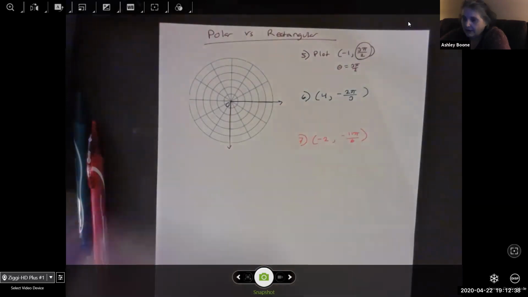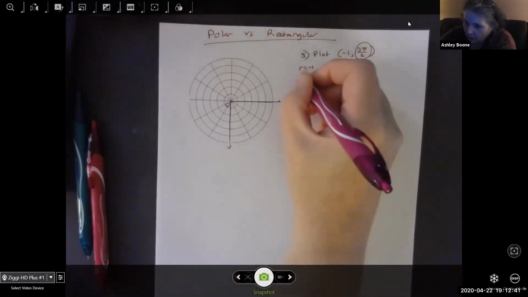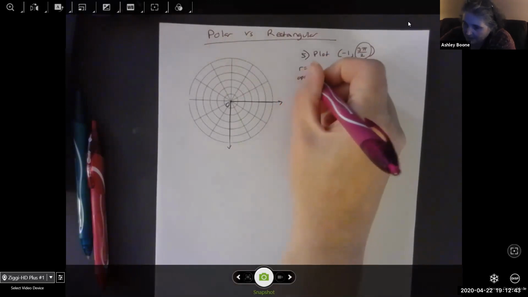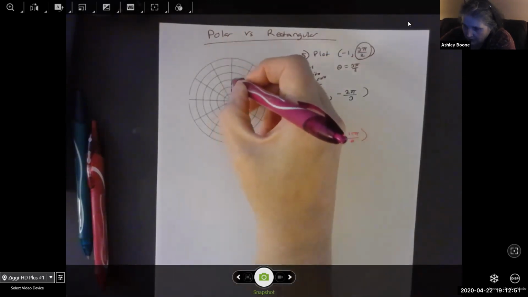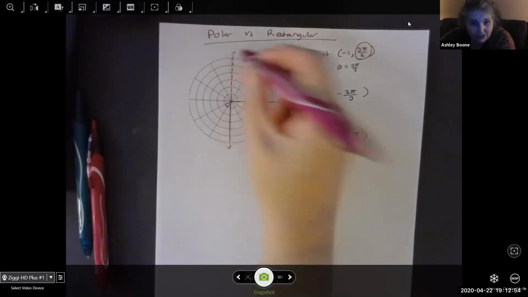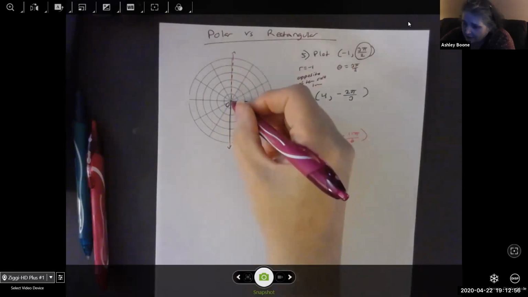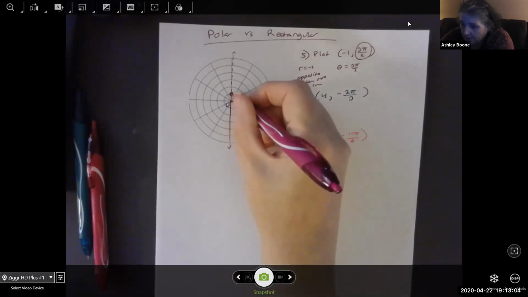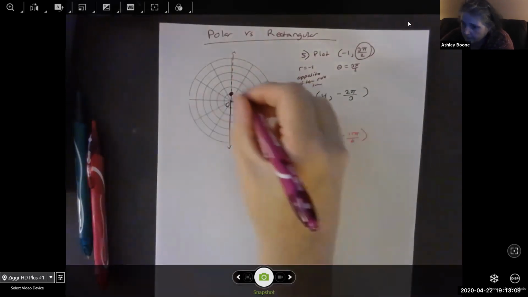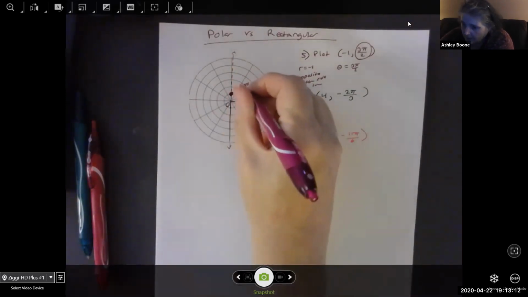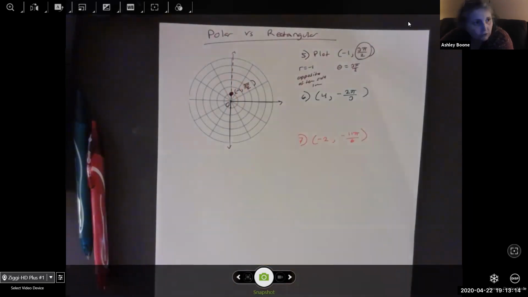Now, our R value was -1. So that means we go the opposite of our terminating side by 1 unit. So the opposite of the terminating side is up here at actually pi over 2. So instead of coming down 1 unit and being on the angle 3 pi over 2, we're going to go the opposite direction. So right here is that coordinate -1, 3 pi over 2. Okay? So that's number 5.